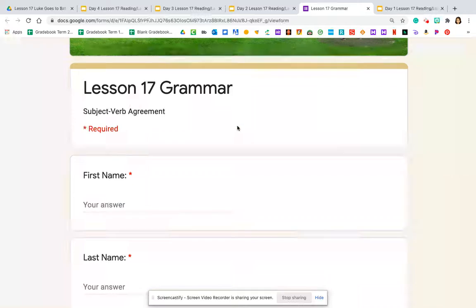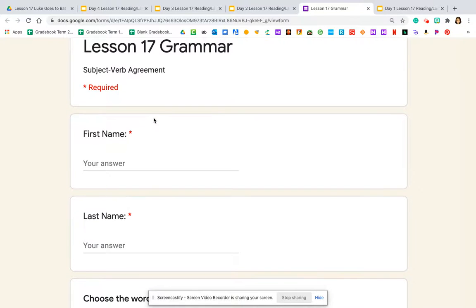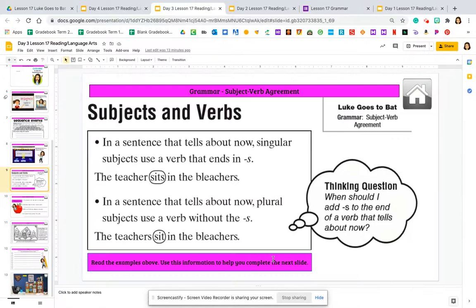So our grammar skill for this week is subject-verb agreement. And you might be thinking, ooh, what does that mean? Well, you had a little bit of an introduction to subject-verb agreement yesterday on your slides for day one. And I'm actually going to use the slide for tomorrow to give us a little refresher. So this is about subjects and verbs.